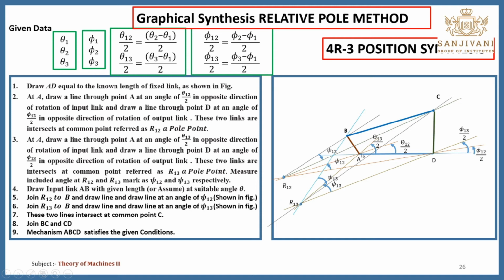If we give the motion to theta 1, the output link will give you phi 1; theta 2 will give you phi 2; theta 3, phi 3. Here one important condition is that you need to measure this psi 12, and draw the line with reference to this R12B by taking this psi 12 angle in the clockwise direction.